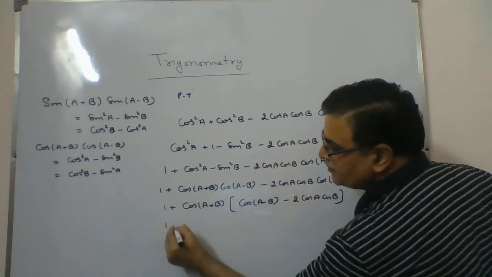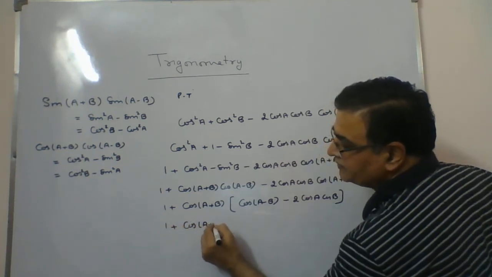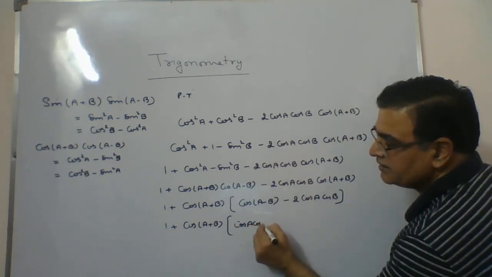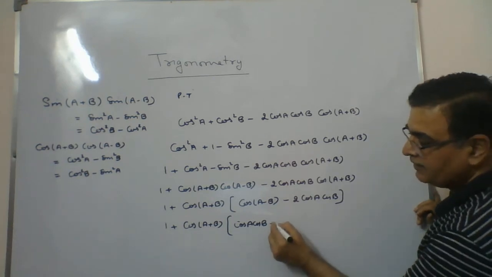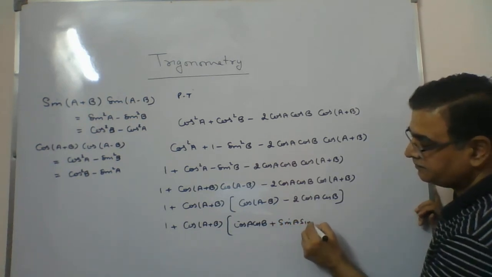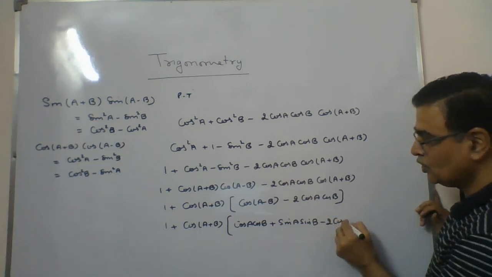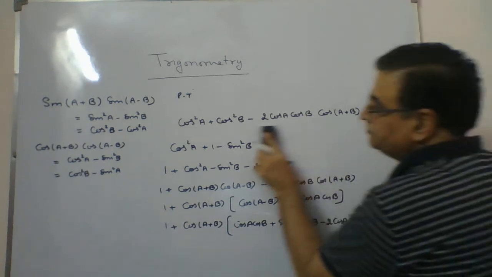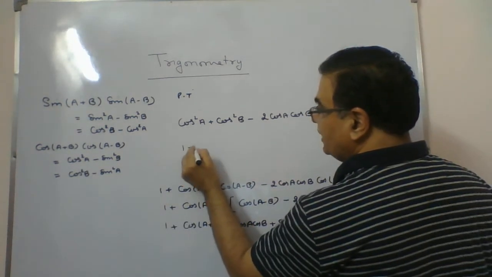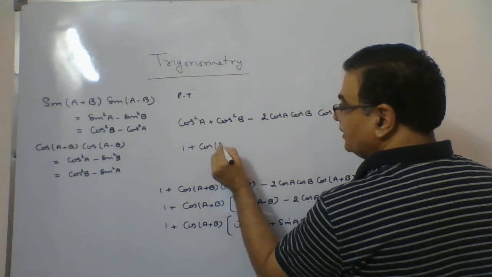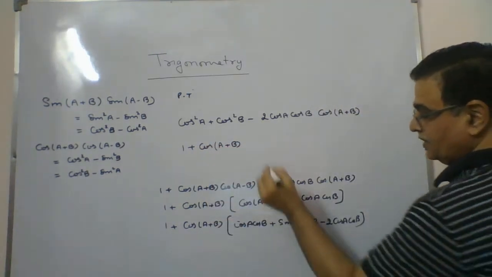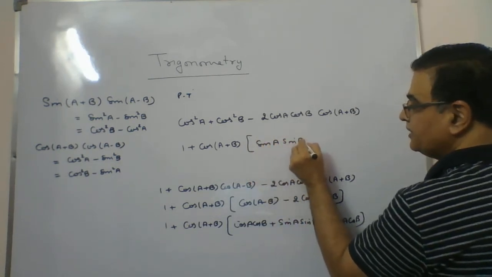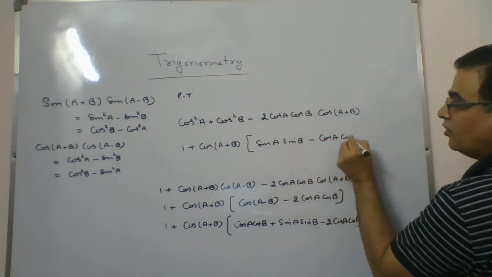Then the same procedure as we have done last, cos of A plus B. What this come out to be? Formula says cos A cos B, then plus sin A sin B, minus 2 cos A cos B. This is the formula we have. Then I'll write this as 1 plus cos of A plus B, and here we will write as sin A sin B minus cos A cos B.